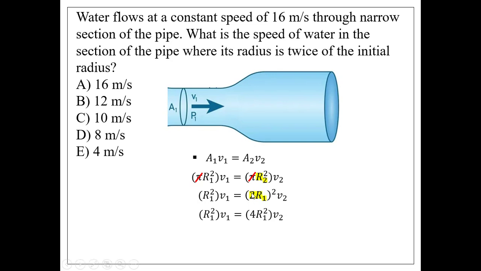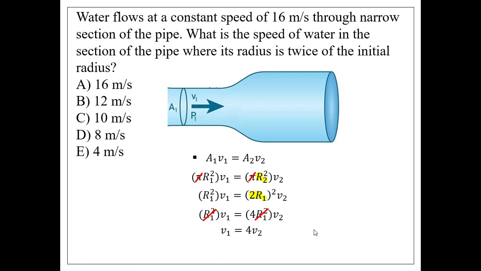So 2 squared will give you 4. R1 squared is just R1 squared. The left side hasn't done anything in the previous step. As you can see, on the left side I have an R1 squared. On the right side I also have an R1 squared. So I'm going to go ahead and cancel both those terms out. So really I'm left with the statement V1 is equal to 4 V2.